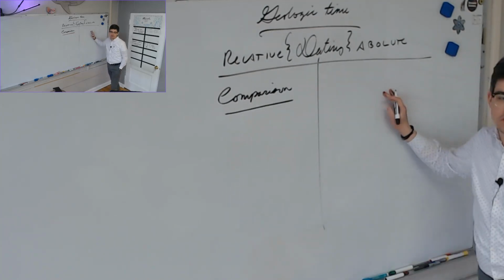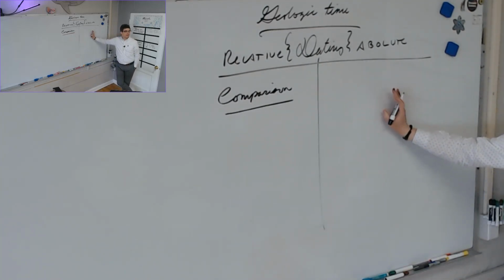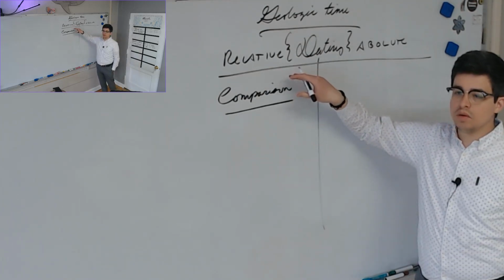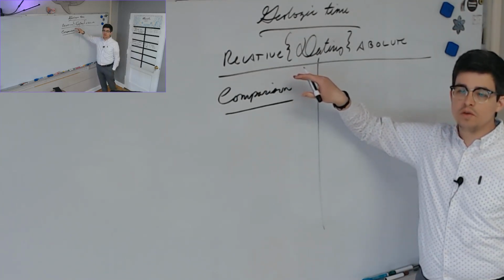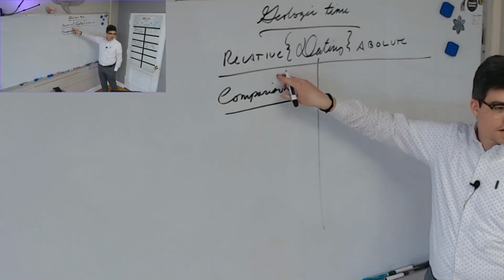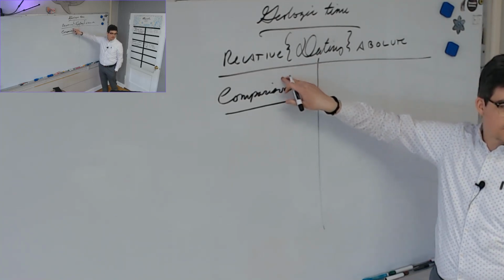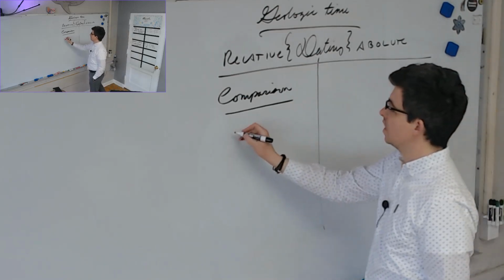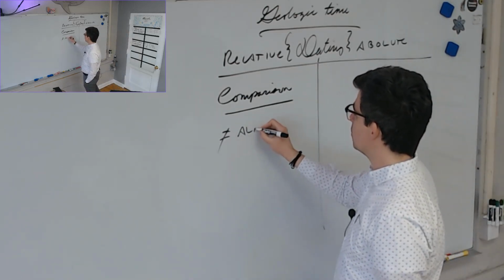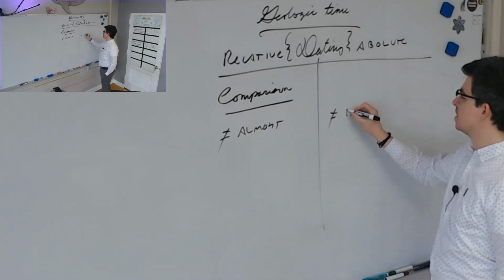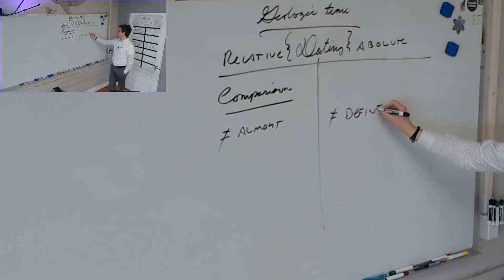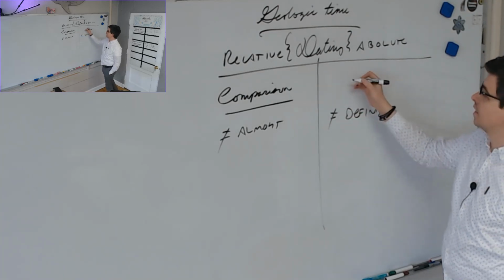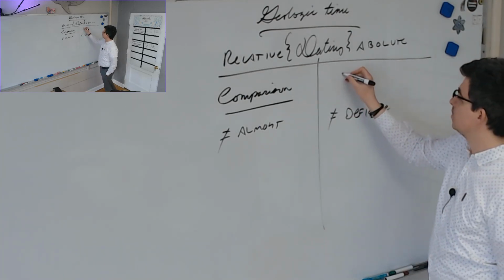Whereas absolute, if I said Tristan's absolute height, a lot of people have a confusion about this: it doesn't mean we're approximately sure of it in relative and definitely sure of it in absolute. That is not what it means. This does not mean almost, and this does not mean definite. Those are misconceptions. In relative, we're making a comparison, and in absolute, we're telling actual numerical values.